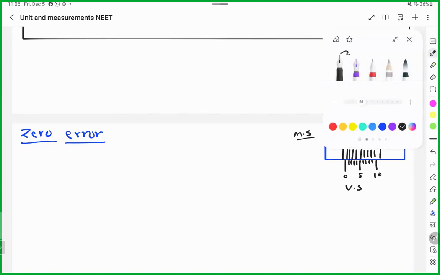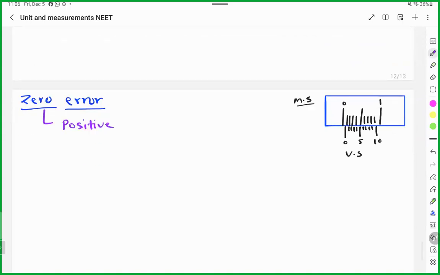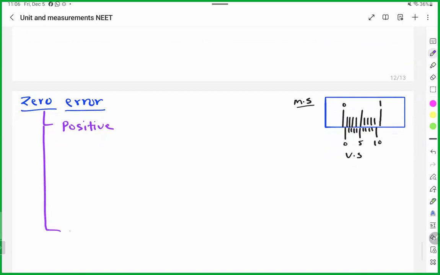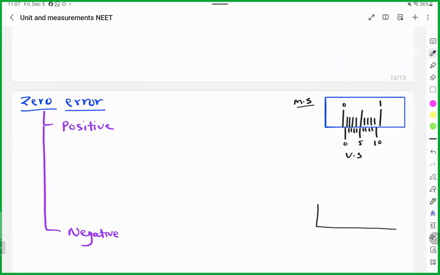So there are two possibilities. One, this zero error could be positive, or it could be negative. Negative zero error. What is the meaning of negative zero error? Same thing, but backside. Example, this is the main scale. This is zero.